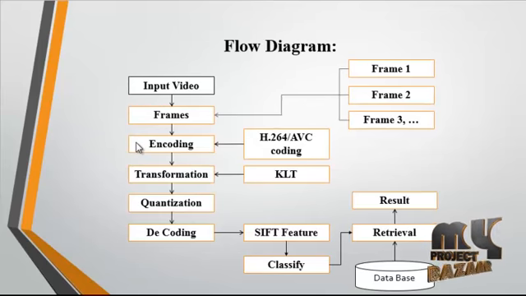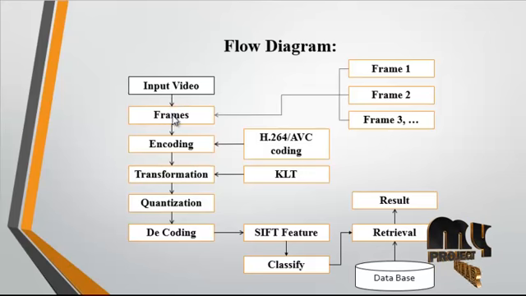Now we discuss the flow diagram for the process. At first, the input video is taken from the dataset. After getting the input video from the dataset, the video is converted into a number of frames. The frame is nothing but the sequence of images extracted from the single video. After the frames are extracted from the video, the frames undergo the process of encoding. The encoding is nothing but the encryption. The encoding is using the H.264 AVC coding.